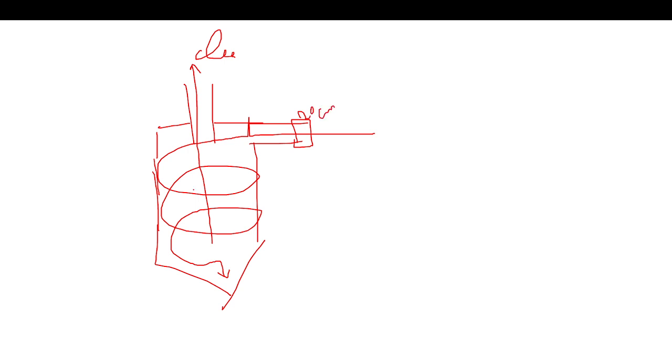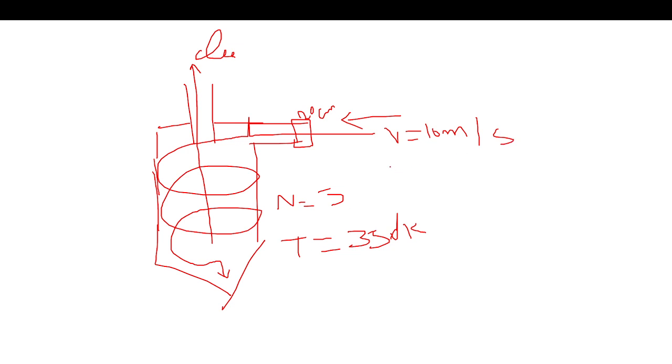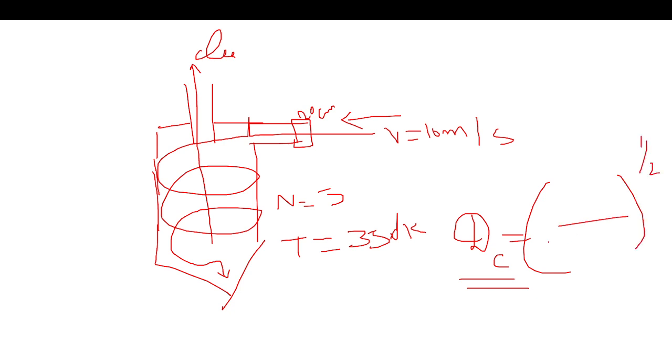Number of turns n equal to 5. Gas temperature 350 Kelvin. Inlet velocity V is 10 meter per second. Average particle density is given. What is the cut diameter? The cut diameter is dc, that is the 50% cut diameter. So the formula will come along with the 1 by 2, because 50% will be your cut diameter. The viscosity of the air is also given. What is the formula for dc? Can I go to my formula sheet?